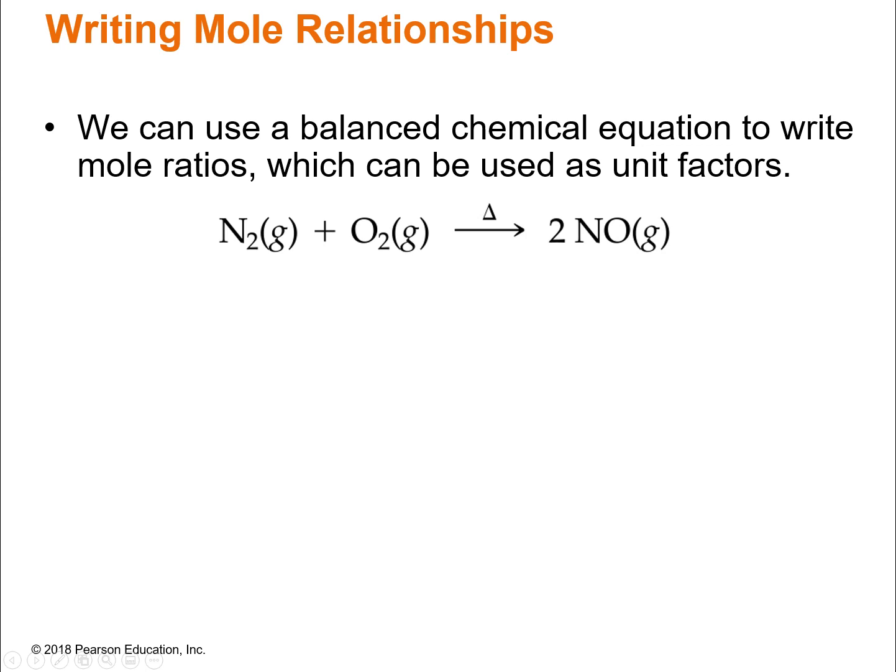So using the same exact equation, we're going to learn how to write mole ratios. They're also called mole-mole factors, mole-to-mole ratios, a whole bunch of different names for the same thing. All we're doing is using the balanced chemical equation to write a relationship between 2 compounds within the equation. So what does that mean? Let's say I want to write a mole ratio that talks about how much nitrogen I need to make the nitrogen monoxide.